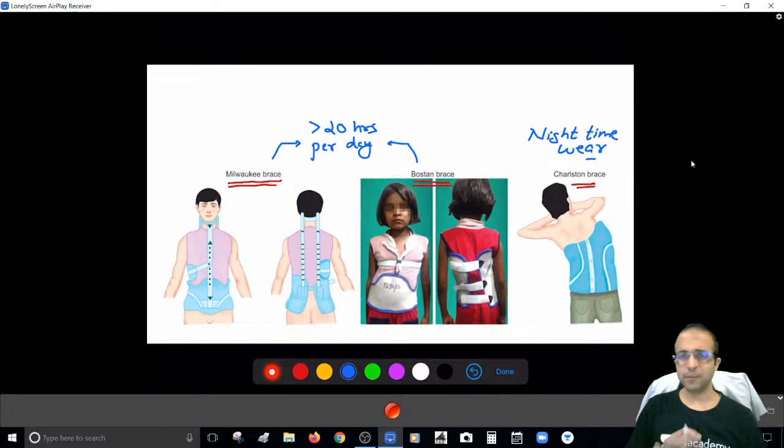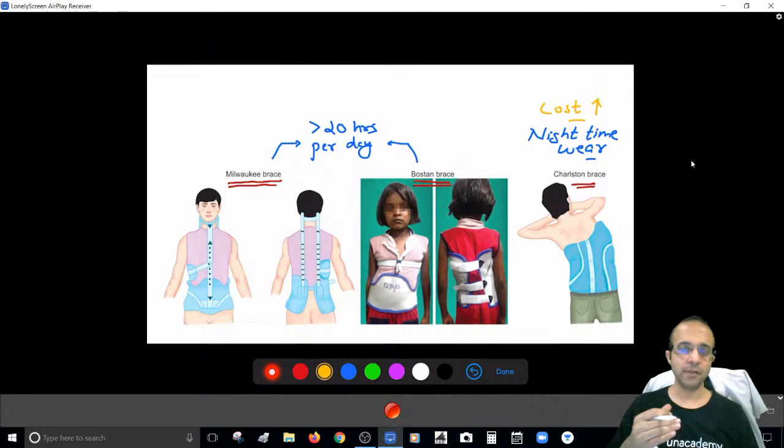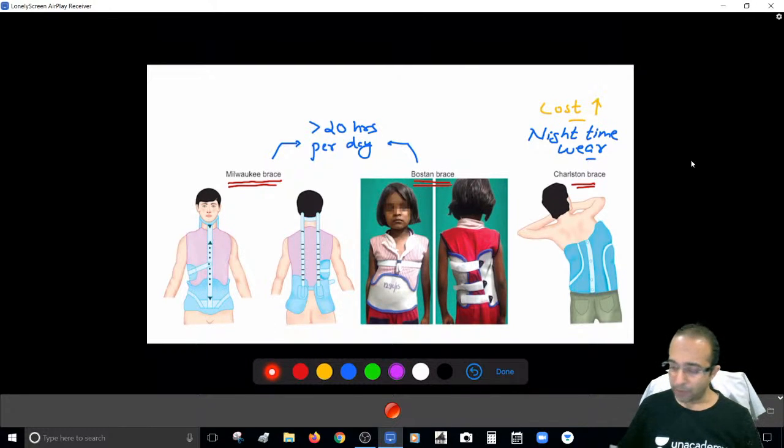So Charleston brace is particularly popular because it's just having a nighttime wear, but cost is pretty high, so that is the negative factor, because most of the people cannot afford it. They're on the poorer side. So the alternative that remains for them are the Milwaukee and the Boston varieties. Now the advantage particularly with the Milwaukee brace. See, Milwaukee, a place in America, Boston, a place in America. So these are basically braces named after the places in America.